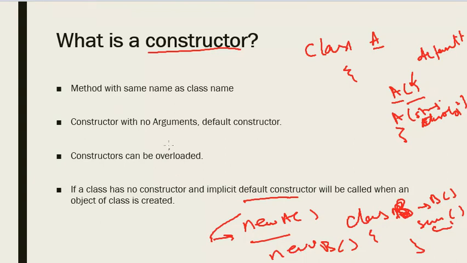whenever you create an object of the class B. Constructors can, of course, be overloaded. What we did here was constructor overloading. Just like we have method overloading, you can have constructor overloading. Like you can have more than one constructor with a different number of arguments or types of arguments. So that's it.